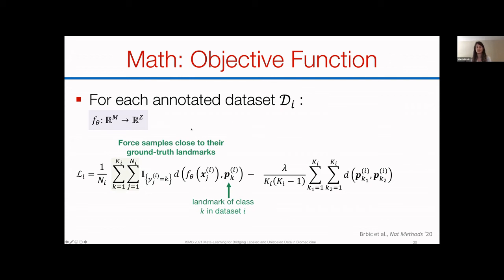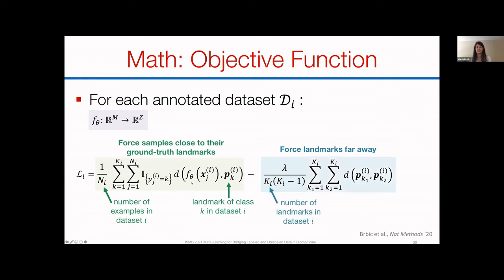Then we want to force the landmarks far apart from each other. To achieve this, we will look at the pairwise distance between the landmarks in the embedding space. We will, of course, sum over all the pairs and normalize by the total number of pairs. The lambda is the regularizer defining the strength of this part compared to this part. And the minus here is because we want to maximize this part, while this other part is minimized.